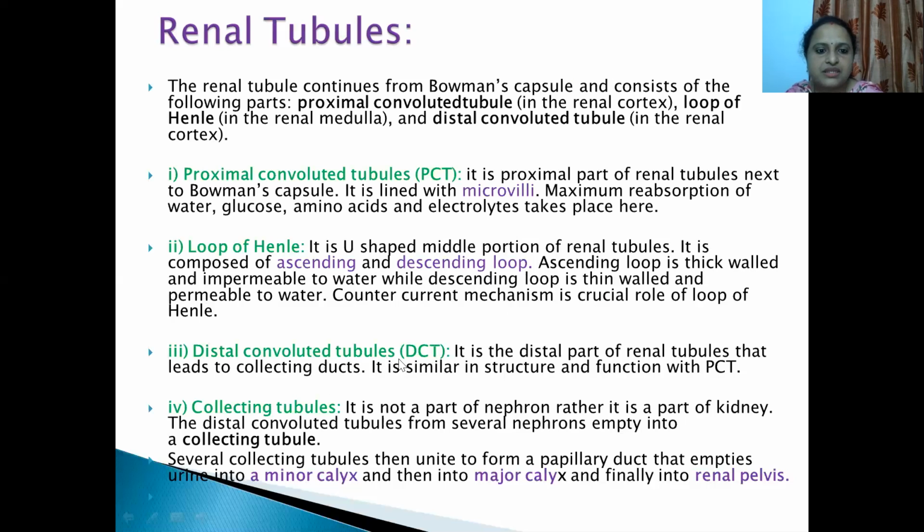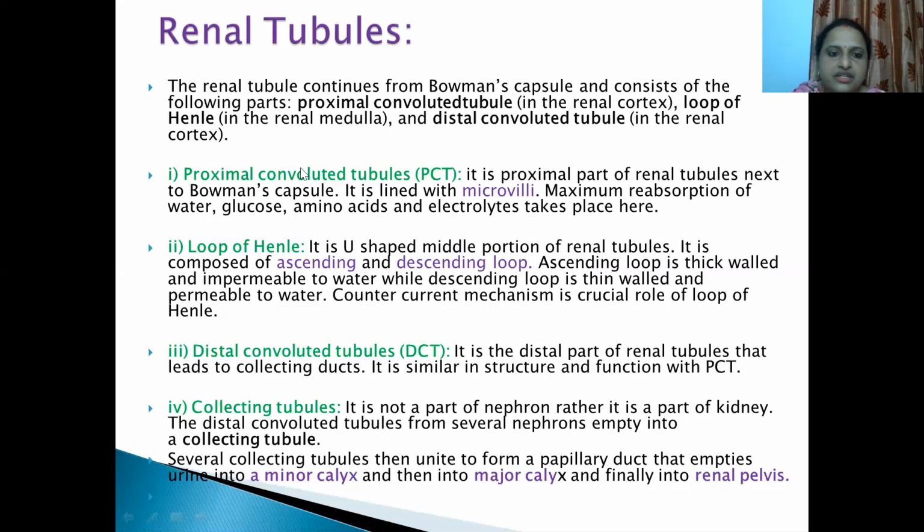And next comes the distal convoluted tubule. It is the last portion, away from the Bowman's capsule. So we call it distal, which means away. So it is the distal part of the renal tubule that leads to the collecting duct. It is similar to the PCT in structure and function. As the PCT does, the same function is performed here.